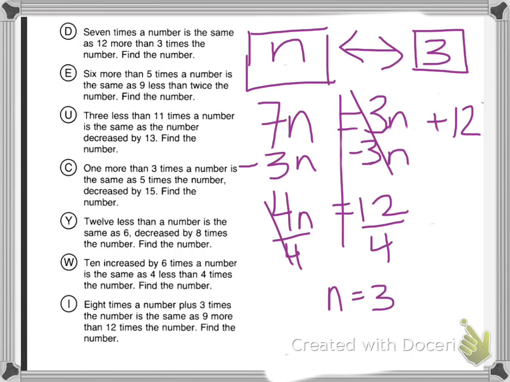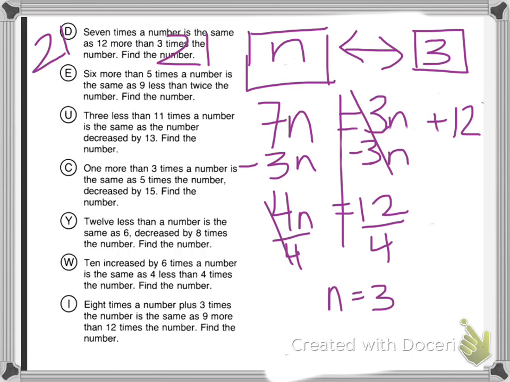My number's 3. So what's 7 times 3? Well, 7 times 3 is 21. Then it said it's the same as 12 more than 3 times the number. Well, how do I add 12 more to something if I don't have it? This is the whole point. I have to do 3 times the number first. 3 times 3 is 9. If I add 9 and 12, guess what I get? 21. It checks out, and that's your check step.